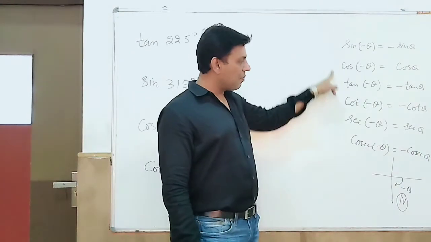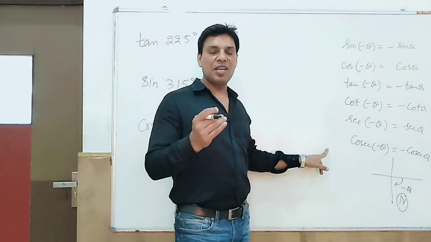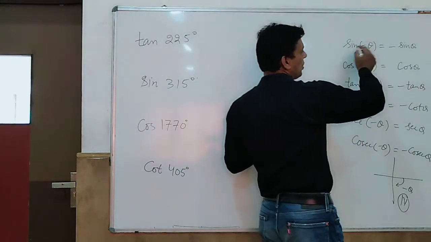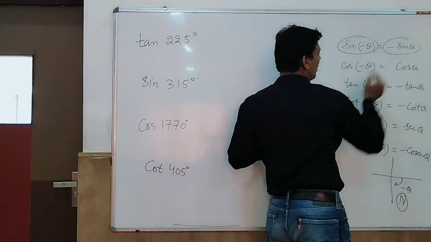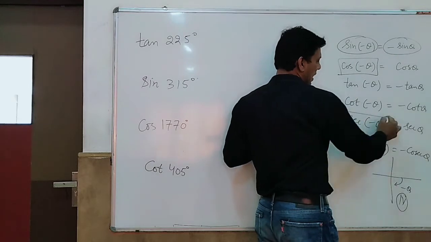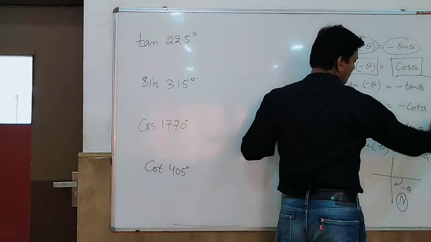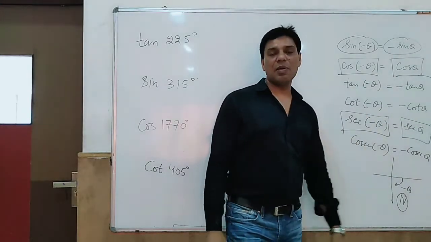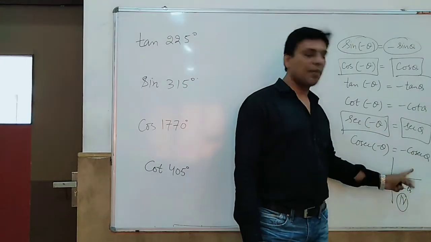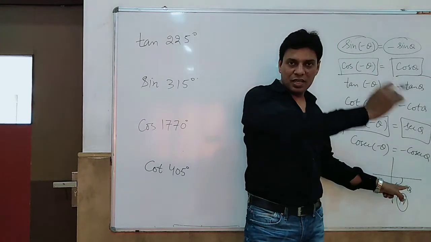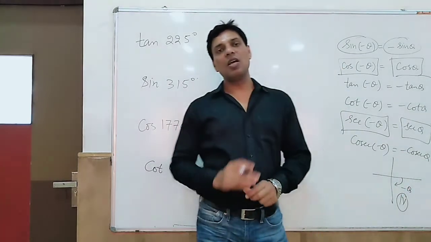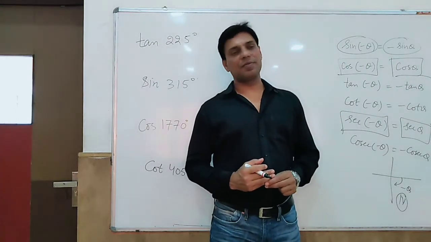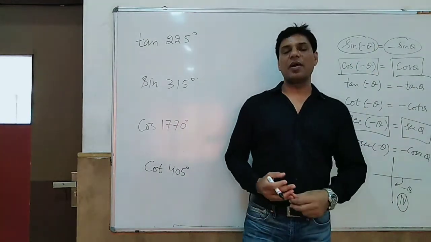You have to remember these things also, how to deal with minus angles. If you have sine of minus theta, you have to keep in mind that sine minus theta is minus sine theta. Only cos and sec of minus theta will be positive. These two will be positive. Otherwise tan minus theta will be minus tan theta, and cot minus theta will be minus cot theta. The reason is that theta is acute, and minus theta means we are moving clockwise, so we are in the fourth quadrant. And in the fourth quadrant, only cos and sec are positive; the rest of the trigonometric ratios are negative.